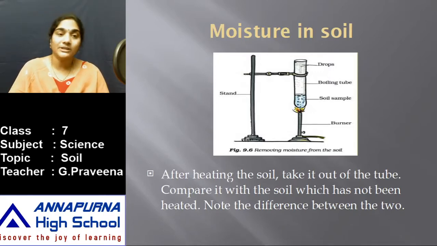For this, you just take a boiling tube and collect sand from any region that you want to test. Take that soil sample in the boiling tube and try to heat that soil. After some time you will observe that the water present in the soil is getting evaporated. When that evaporated water condenses and cools down in the upper region of the test tube, we can see it as drops of water on the cooler surface of the test tube.